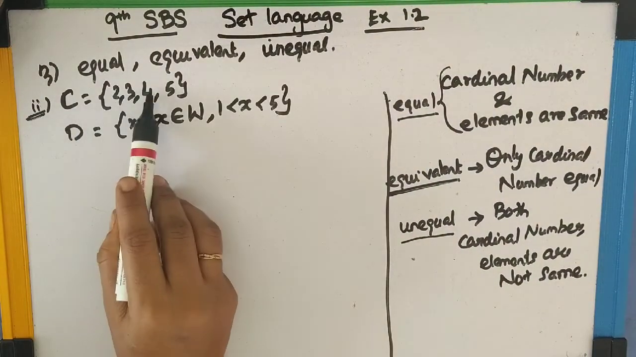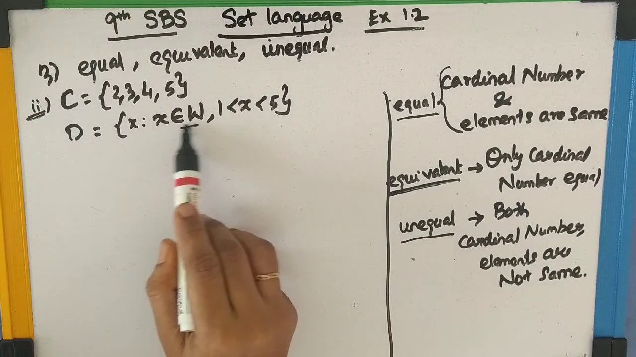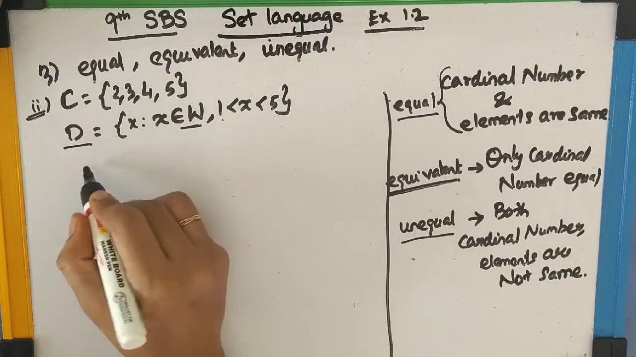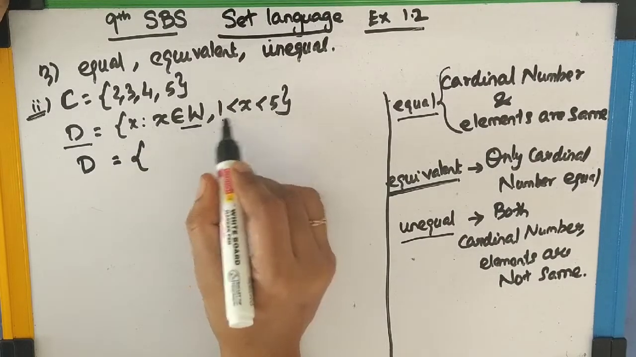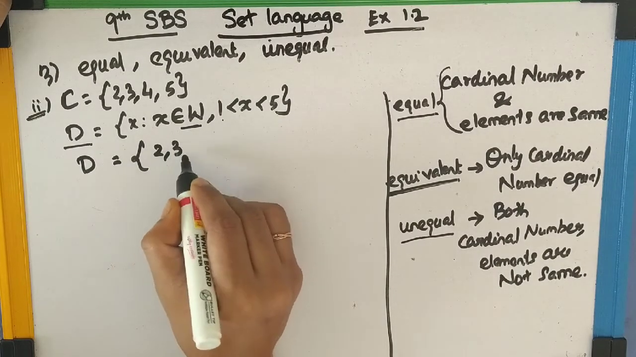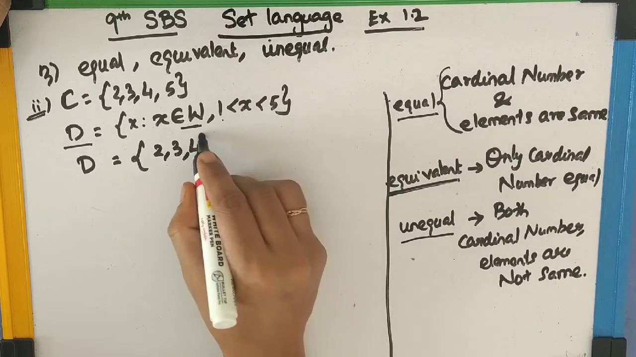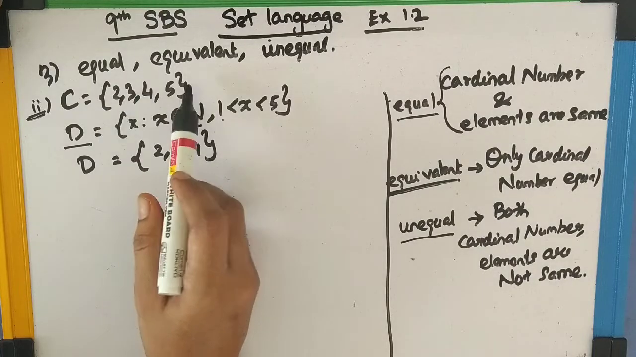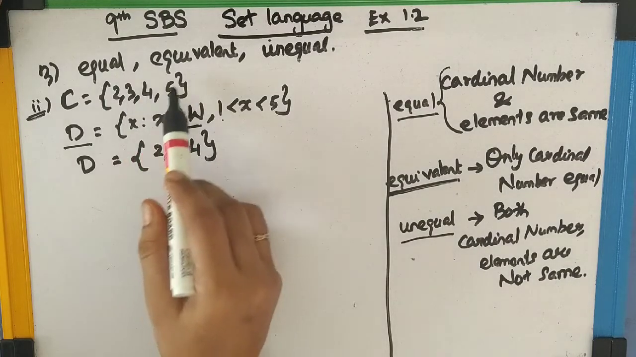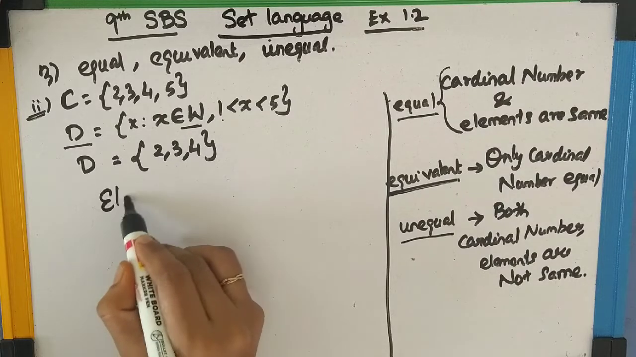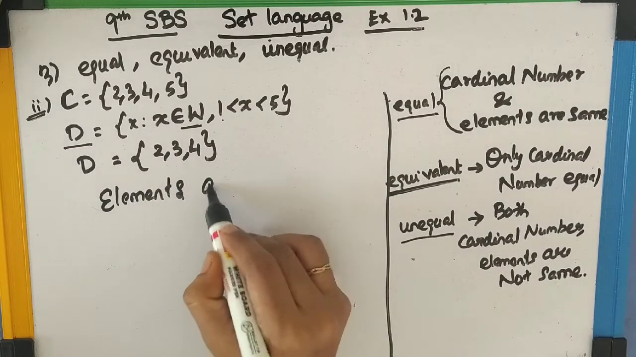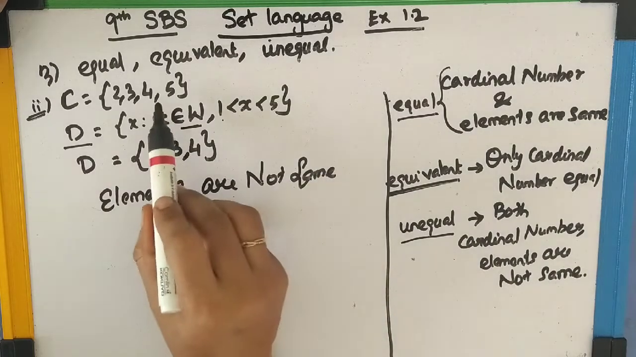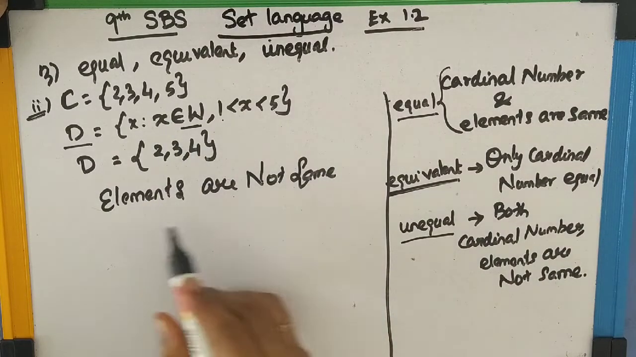The second question is C is equal to {2, 3, 4, 5}. D is equal to {x : x is a whole number and x is greater than 1 and less than 5}. First derive what D is. D is a whole number greater than 1, so 2, 3 and 4, because it's less than 5, right? So we have found C and D. Though 3 elements are matching in both the sets, the element 5 is missing in D. So the elements are not the same. Even if one number is not matching, then the elements are not the same. We have to consider it like that.